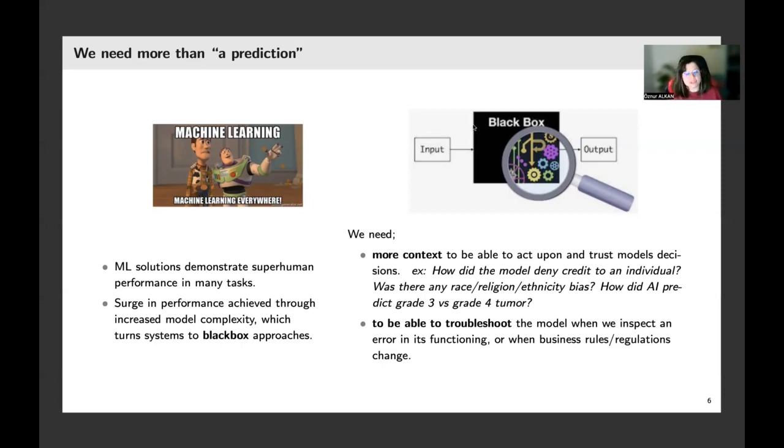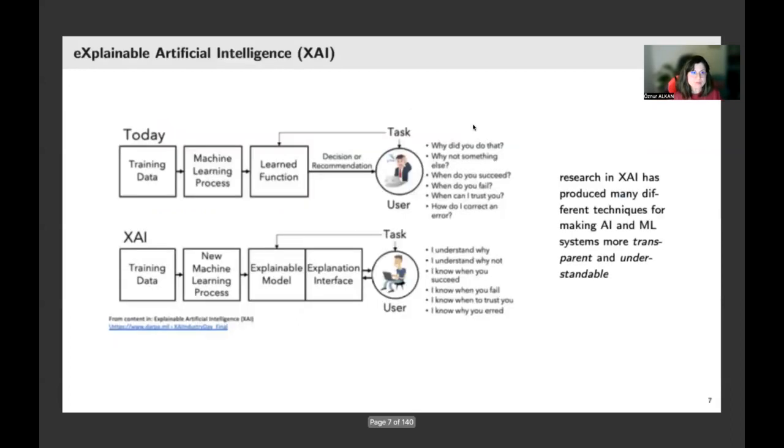We want to trust the machine, and we want to trust the machine to be able to act upon its predictions. And how do we trust as humans in real life? We want to understand, we want to hear the why, and we want to have some ability to fix problems or errors if we observe any. And this brings us to explainability.